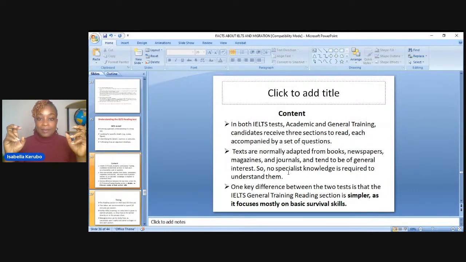The passages, that is another term, or the passages or the articles or the texts, they are all of general interest. So nobody is advantaged over the other. You don't need to be an expert in a specific area to understand a text better. So no worry, you don't need specific knowledge on something. These are all texts that are of general interest.